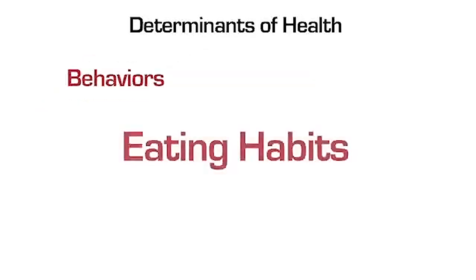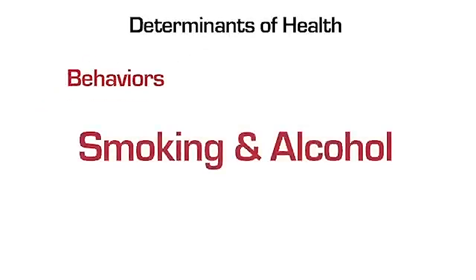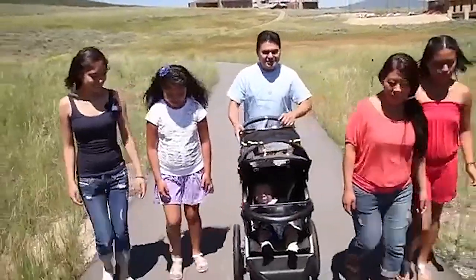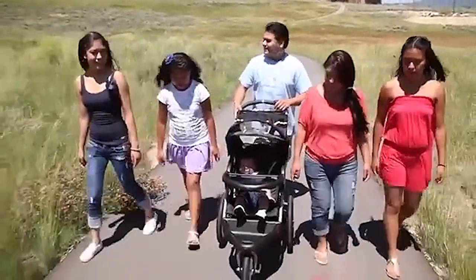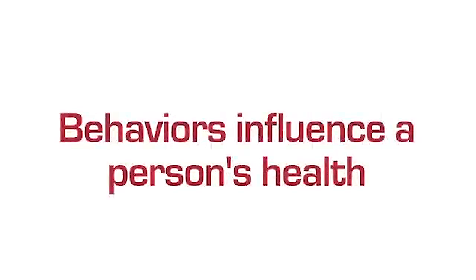Health behaviors like eating habits and diet, smoking and drinking alcohol. Activity levels also play a role, as do safe behaviors like wearing helmets and seat belts or having protected sex. Behaviors like these and many others influence a person's health.